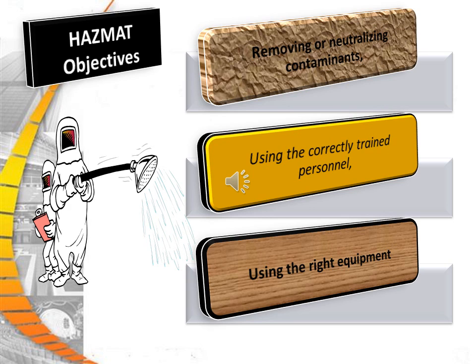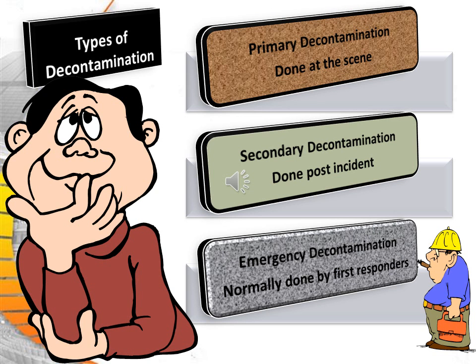HAZMAT objectives: removing or neutralizing contaminants using properly trained personnel and using the right equipment for HAZMAT situations. The primary decontamination is done at the scene. Secondary decontamination is done post-incident, and emergency decontamination is normally done by first responders.